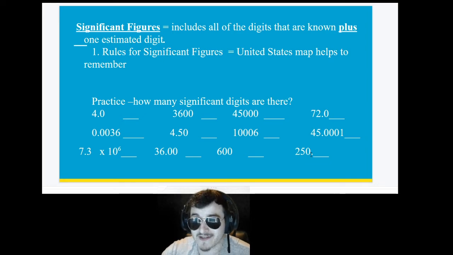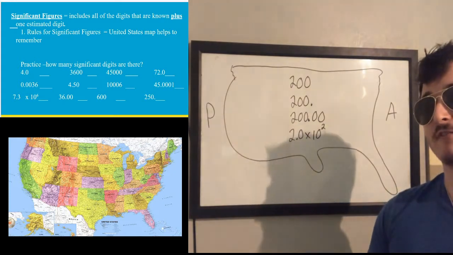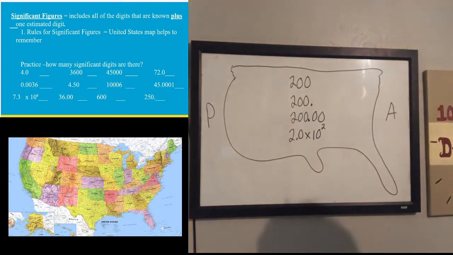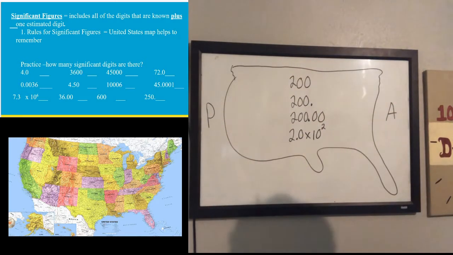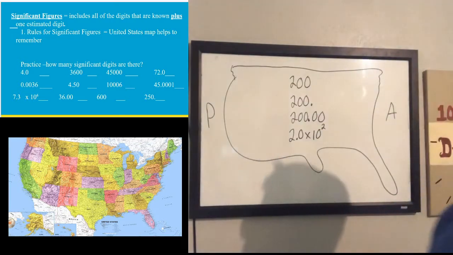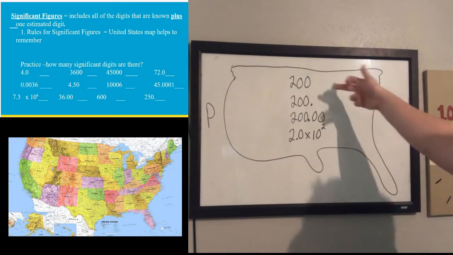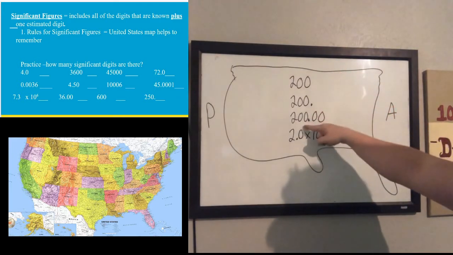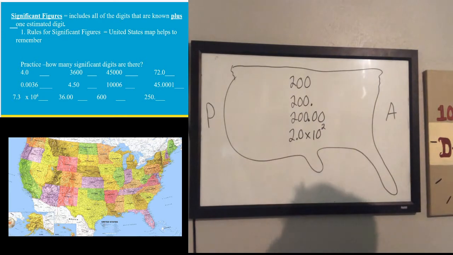Spicy, spicy. So now let's get a little extra practice learning how to count significant figures using the same number written 4 different ways. Look at my very geographically accurate United States of America. We still have the Atlantic Ocean on the east coast and the Pacific Ocean on the west coast. But notice, it's 200, just written 4 different ways. We have 200, 200 with a decimal, 200.00, and 200 in scientific notation, 2.0 times 10 to the second.